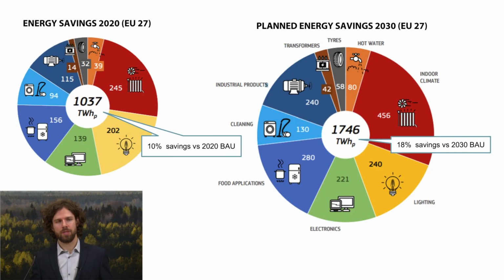So looking at the first one, here's an example from before, when the analysis was done, of how much energy we can save by these eco-design and energy labeling frameworks. It was calculated that in 2020, two years ago, we saved 10% energy compared to the business-as-usual scenario. So no directives influencing the use, and for 2030 it's projected that we will save more, 18%.